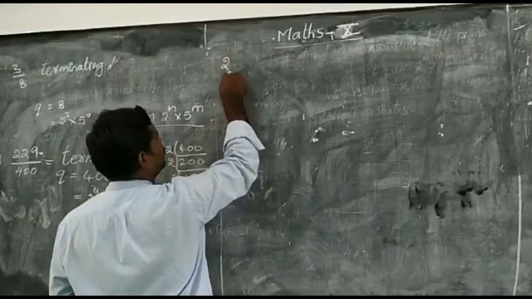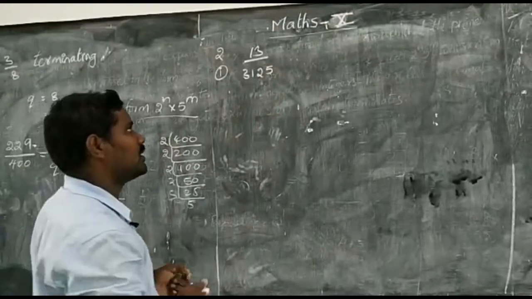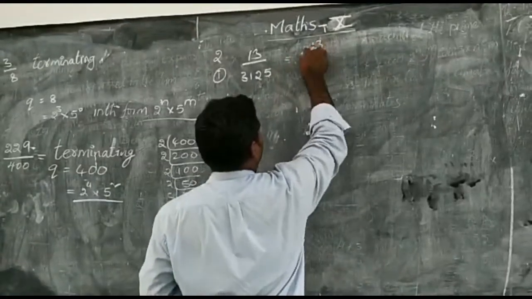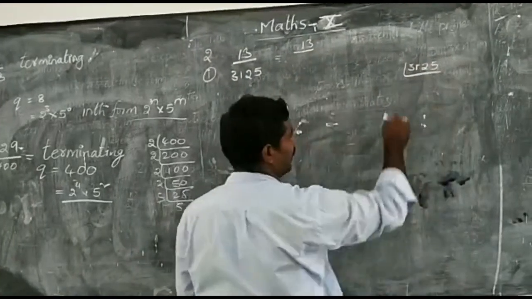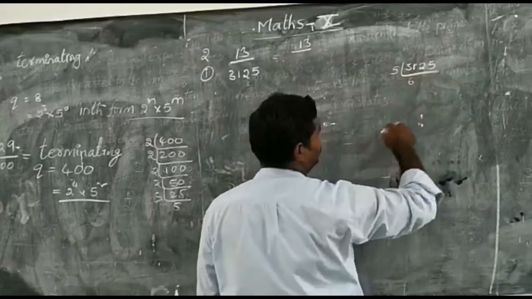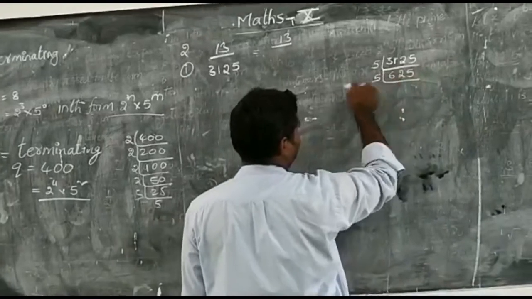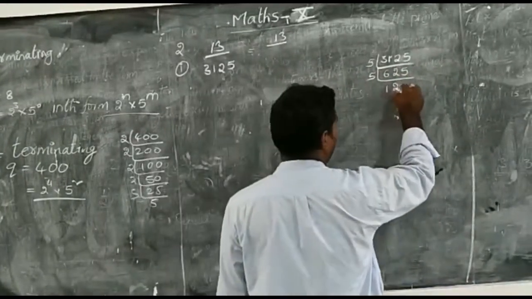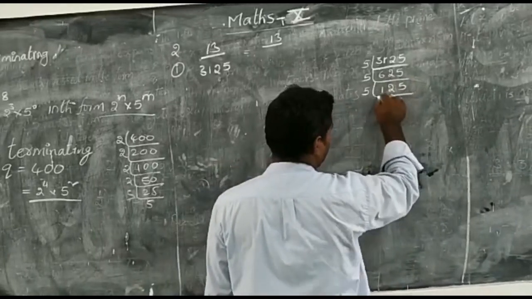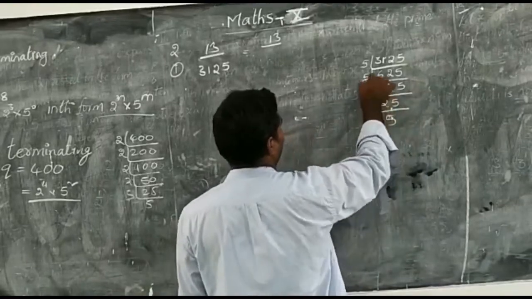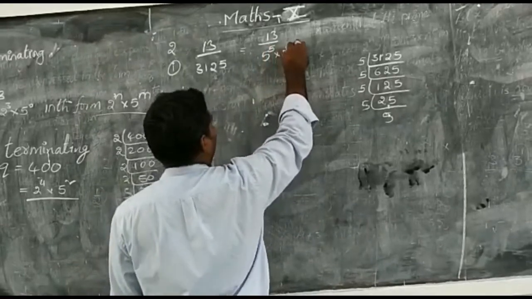Second Roman, first one: 13 by 3125. Now I am doing it without division. 3125 can be written using the prime factorization method. 5 table: 5 sixes are 30, 2 fives are 10, 5 fives. Again 625, in 625 the 5 table 125 times. Again 5 table 25 times. Again 5 table 5 times. 1, 2, 3, 4, 5. That means 13 by 5 to the power of 5 into 2 power 0.